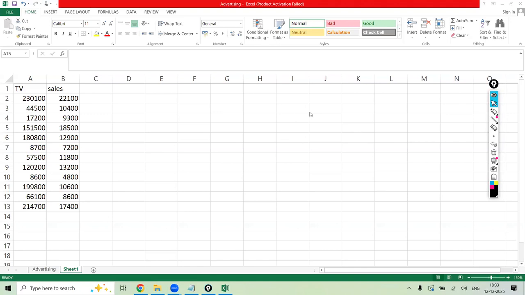So here we have to estimate the sales. Based on this, we have to estimate the sales based on the amount they are spending on the TV. In this example, how many input variables are there? How many output variables are there? One input variable, TV, and one output variable called sales. Is the point clear in this example? Next, this is example number 2.